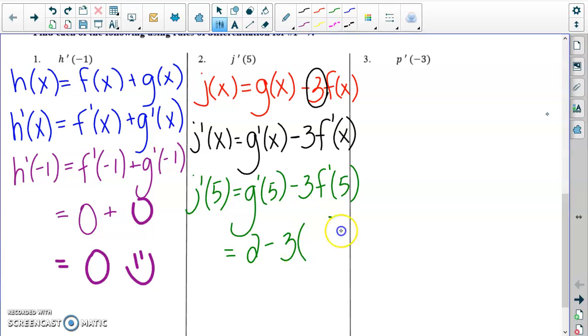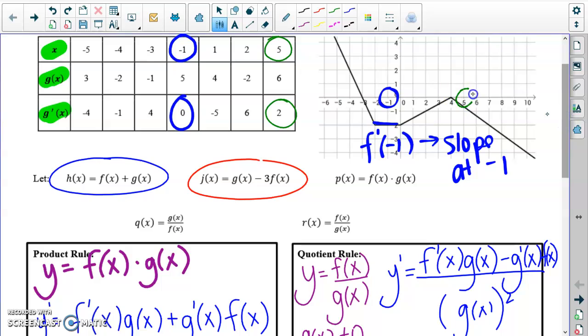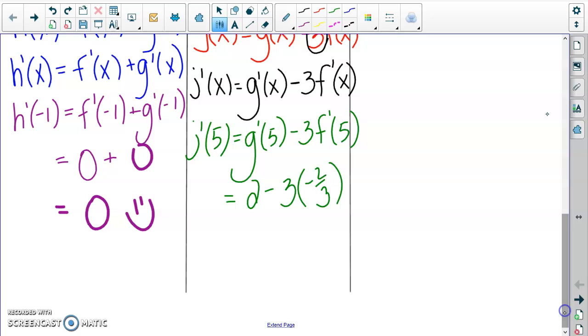minus 3 times, okay, remember, f prime is the slope at 5. So here's my 5, and I want to know what the slope of this line is. So I could just pick 2 points on the line and count the slope till I get there. Looks like -2/3. Which is super nice because if I'm going to multiply -3 times -2/3, I'm going to get +2, and 2 plus 2 is 4. So j prime of 5 is 4.